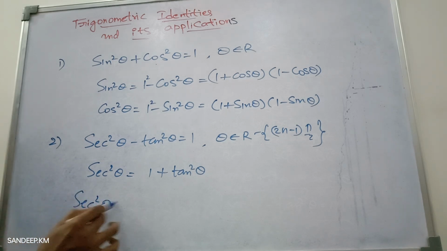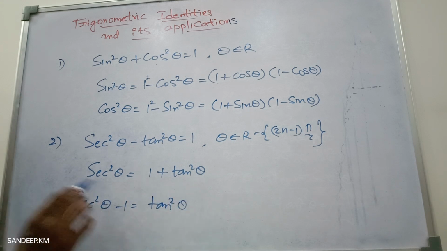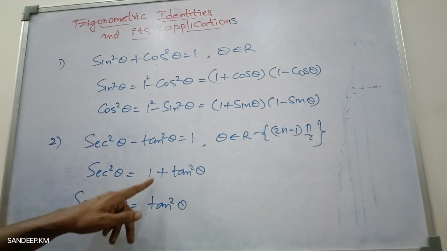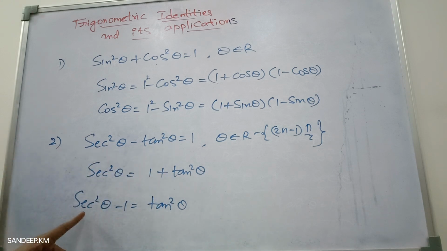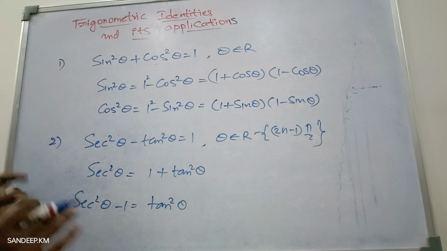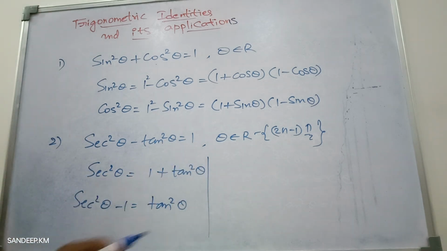Same way, take plus 1 to the left side. And do remember that sec square theta minus 1 is tan square theta. In problems, if you find 1 plus tan square theta, you can write sec square theta. Similarly, if you find sec square theta minus 1, you can write it as tan square theta. So this is one way of using this particular identity in problems. But this is not the only thing.